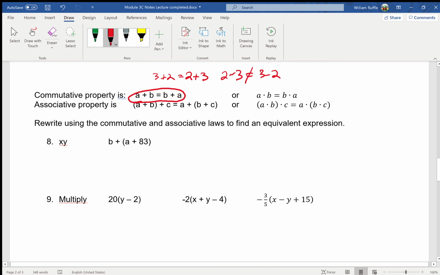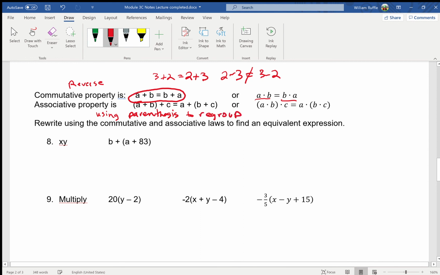If you remember when we were translating in the last section from English to algebra, subtraction order mattered, addition does not. Multiplication is very similar. A times B is the same as B times A. Again, division is not commutative. Now the associative property, well, first of all, commutative property is we're just reversing things. We're just writing them in a different order. Associative is we're always using parentheses to regroup things.